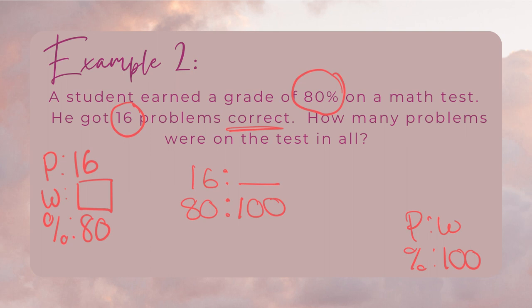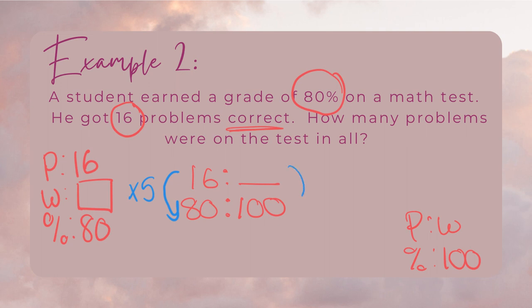All right, so now doing what we did last time, we need to find what number should go here to make these two ratios equivalent. So 16 to what number would be equivalent to 80 out of 100? And again, we need to find a relationship. I do see a relationship here, and if you don't see it, you can always look at your multiplication chart, but I know that 16 times 5 gives me exactly 80. So that means the relationship needs to be the same on the other side.